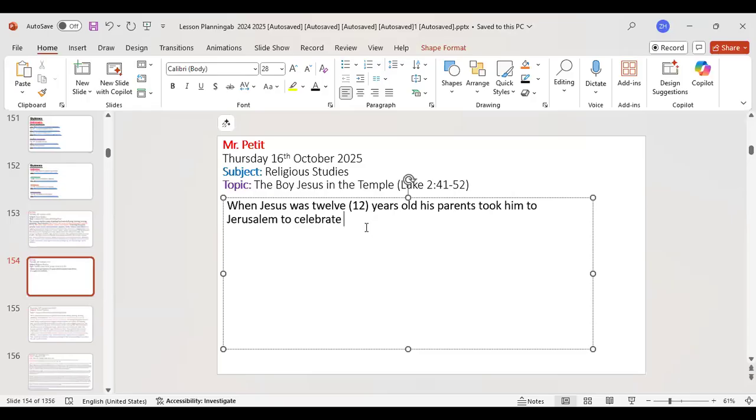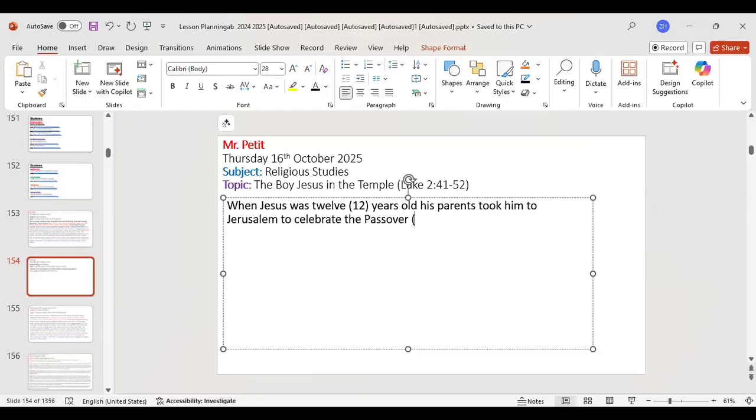But you have to memorize a lot of stuff. It's like a rite of passage, and then you are officially a man, and for a girl, officially a woman. Twelve years old is very significant. So they brought Jesus. He's 12 years old, and now he's able to participate in the ordinances and ceremonies. His parents took him to Jerusalem to celebrate the Passover.